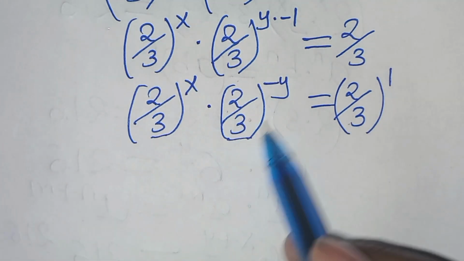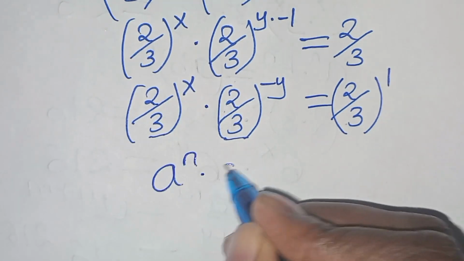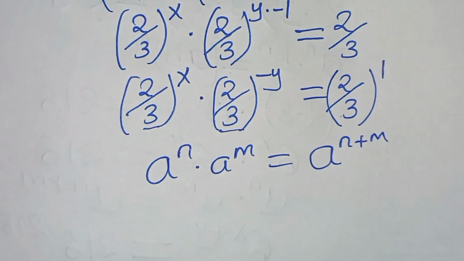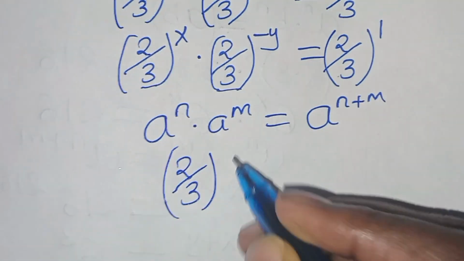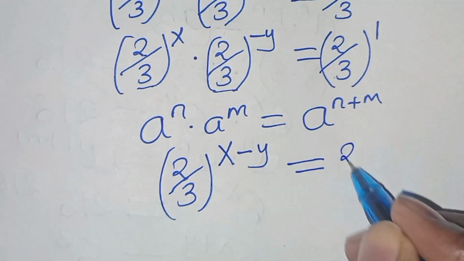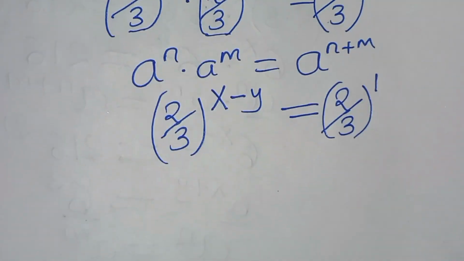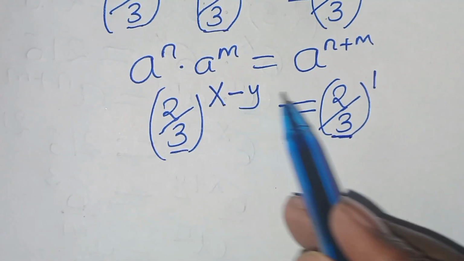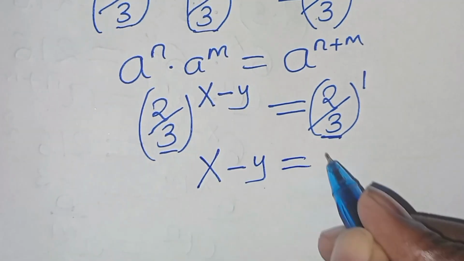So since the bases are common here, we have that a to power n times a to power m is the same thing as a to power n plus m. So here we have 2 over 3 raised to power x minus y. This is equal to 2 over 3 raised to power 1. Since again the bases are common here, the exponent x minus y is equal to 1. That is, x minus y is equal to 1.